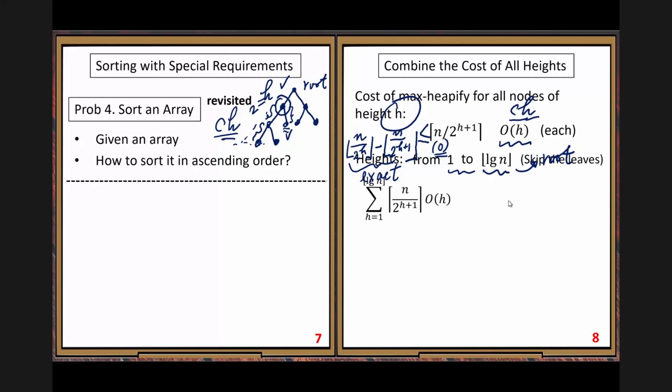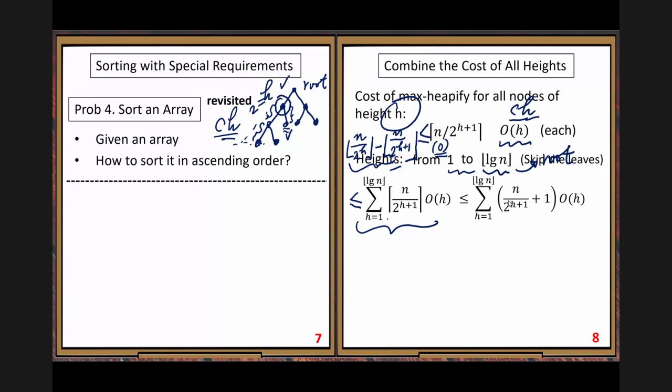Now, this is the formula, the summation for the total cost. The total cost is less than or equal to this summation. This summation, now we need to estimate it. We need to estimate it.